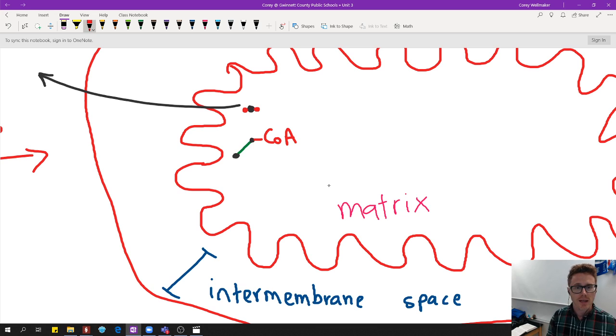So think of CoA as like an Uber or a Lyft. It's going to shuttle the 2-carbon molecule into this cycle called the citric acid cycle or the Krebs cycle, either one. And it's going to be this cycle where the remaining high energy electrons in this 2-carbon molecule are going to be stripped off of the molecule. And so that's what we'll talk about in the next video.